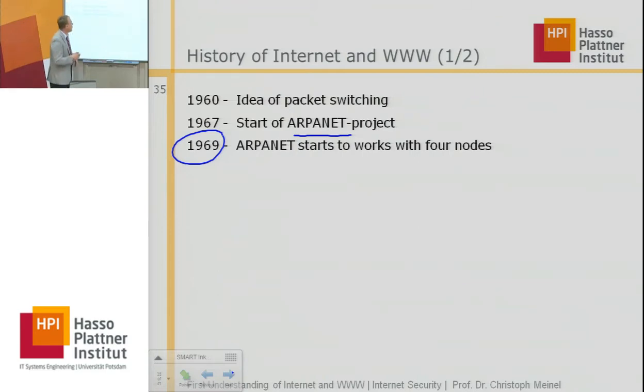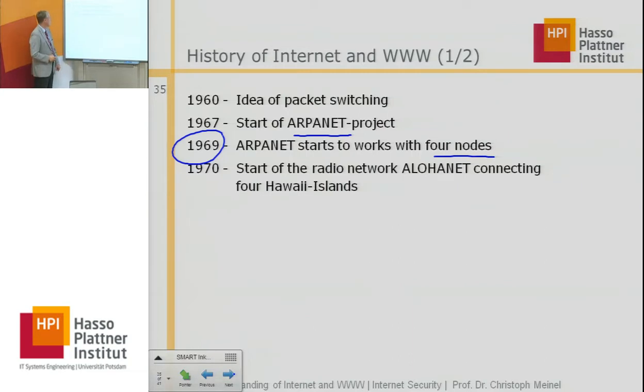It works with 4 nodes in universities, 3 of them on the West Coast of the US, 1 in Boulder. Then, shortly afterward, the same was established on the basis of a radio network. This was the Aloha net connecting the Hawaii Islands within a radio transmission network. Then, in 71, the first email was sent.